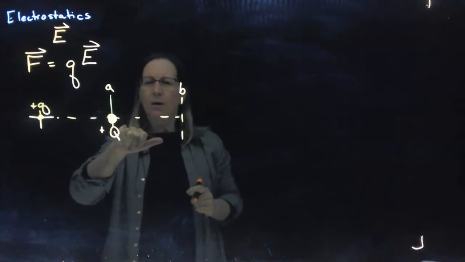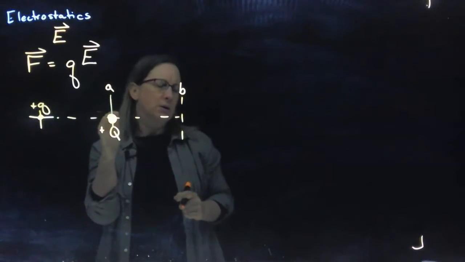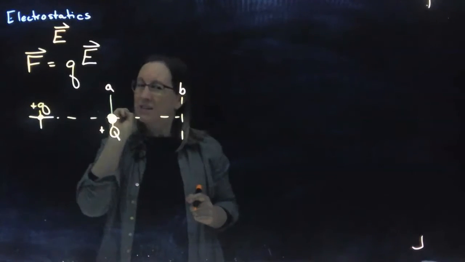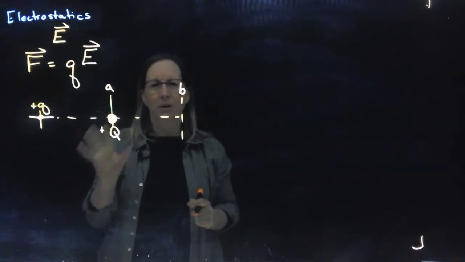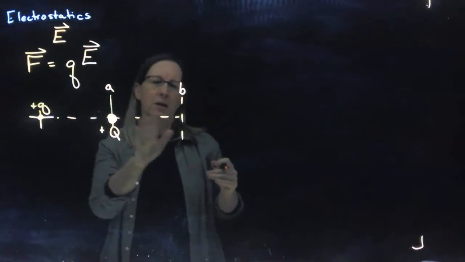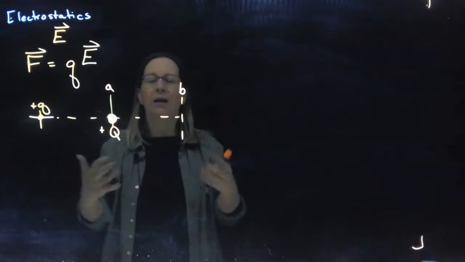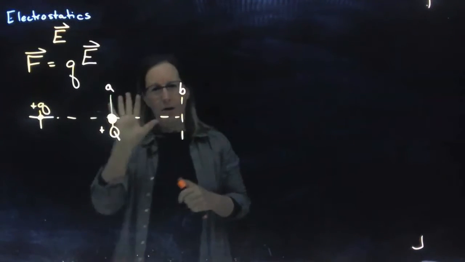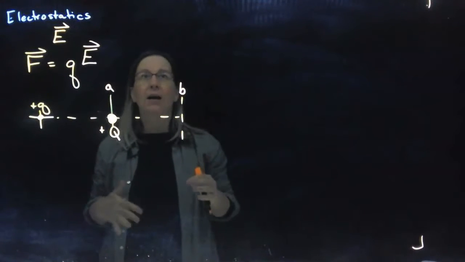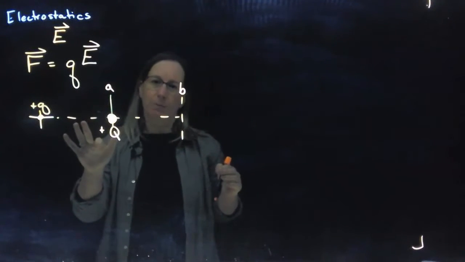Now we could calculate this force, but the force changes because the electric field changes with distance. So it's not a constant acceleration. We can set up F equals ma, but the acceleration isn't constant, so we can't easily calculate it. You don't have the mathematics for that at this point. And so instead, let's look first to find the potential energy.